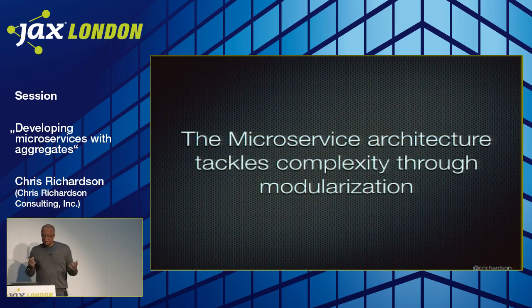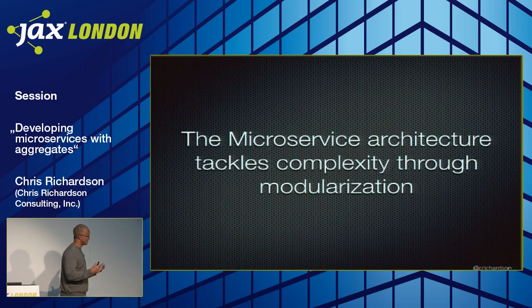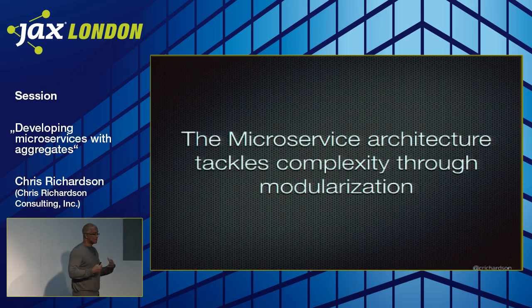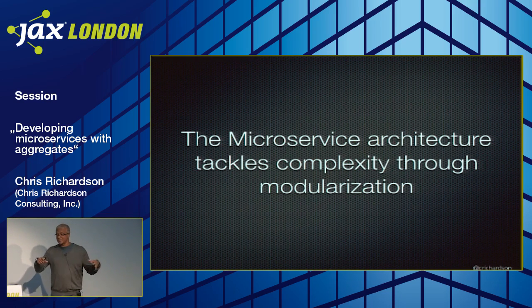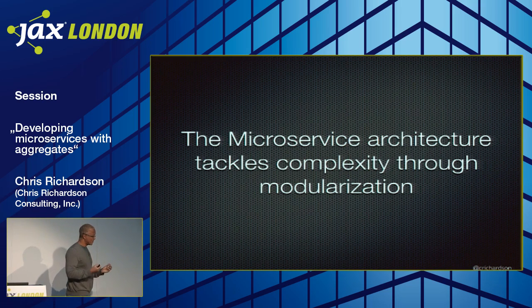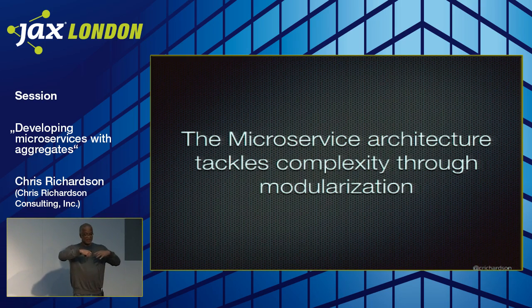So let's get going. The big idea behind the microservice architecture is that it tackles complexity through modularization. In other words, when you use the microservice architecture, you functionally decompose your application into a set of services, so you're modularizing the application. We've tried various different ways of modularizing it: packages, Maven modules, and so on. In many ways they've worked well, but once you get to a certain level of complexity, it tends to break down, and we end up developing large, complex big balls of mud, basically.